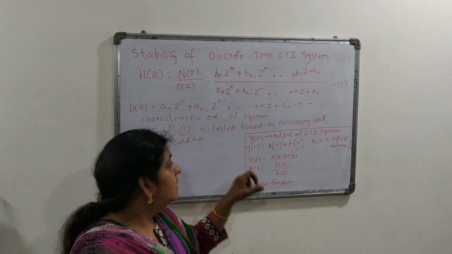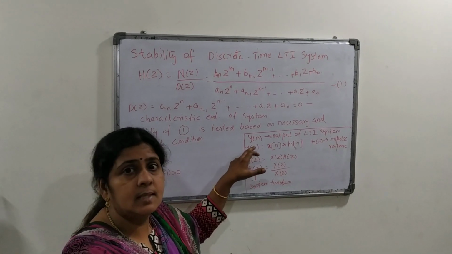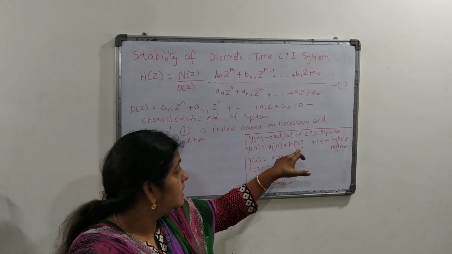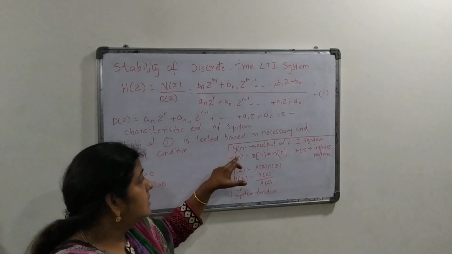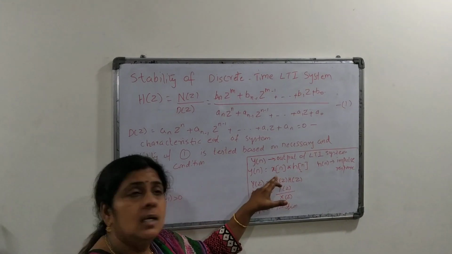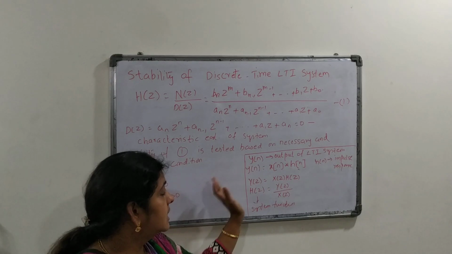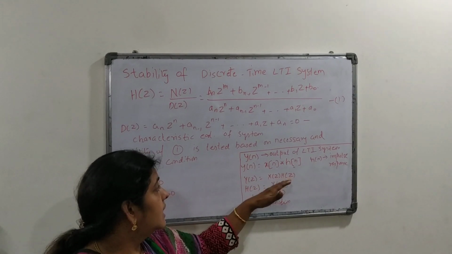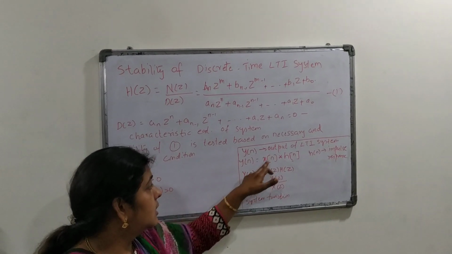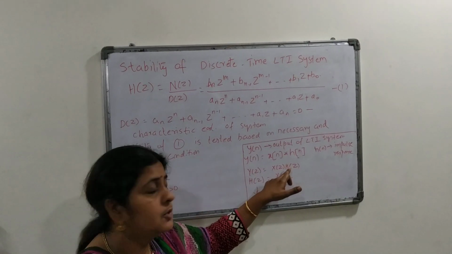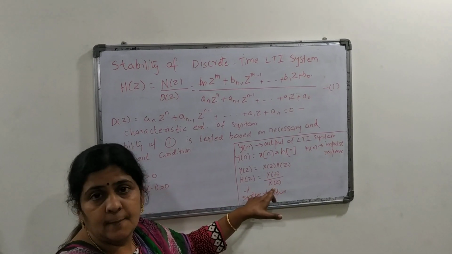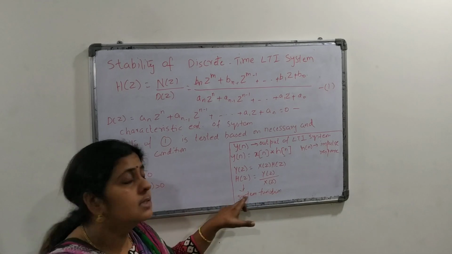Now we consider the impulse response h of n. The output of the LTI system is equal to the convolution of the input and the impulse response. So y of n is equal to x of n convolved with h of n. Now we take the z transform on both sides. Applying the convolution theorem, we get y of z equals x of z into h of z. From this, h of z is equal to y of z by x of z, and this h of z is the system function.